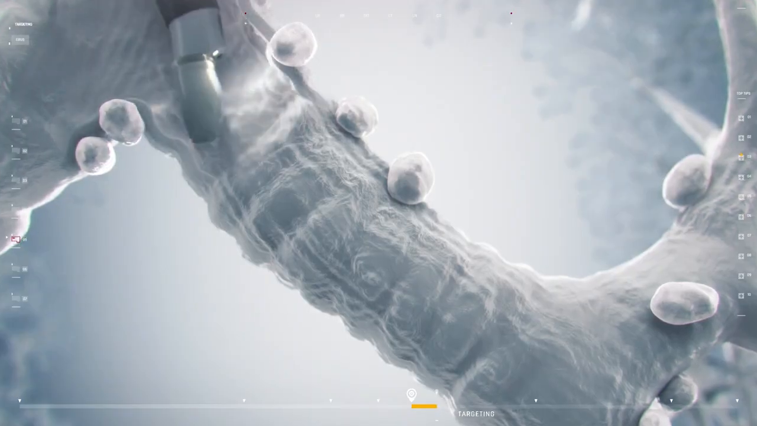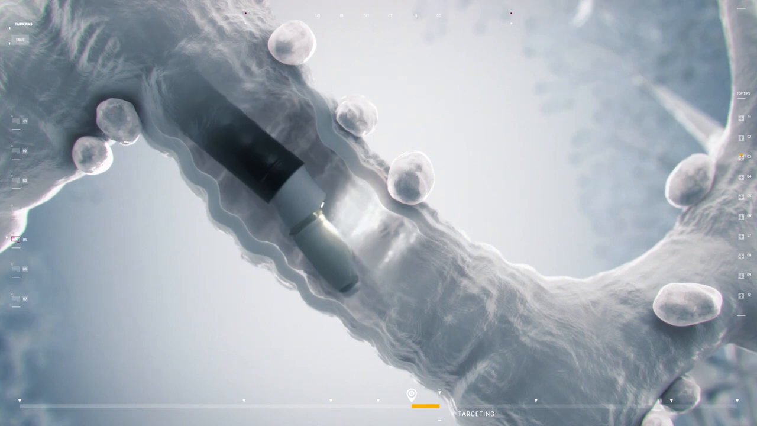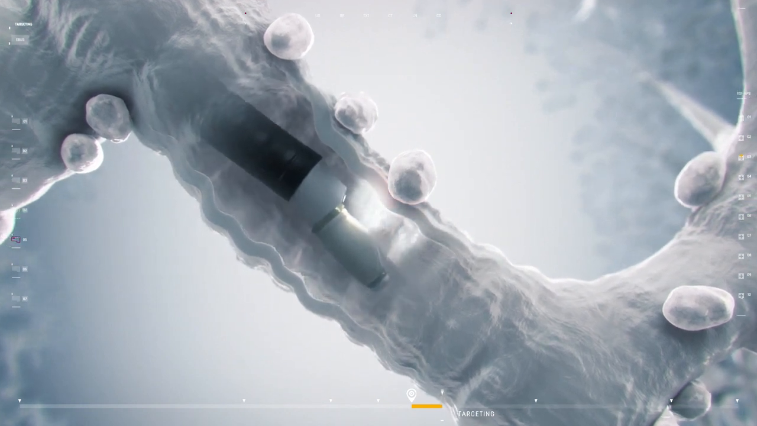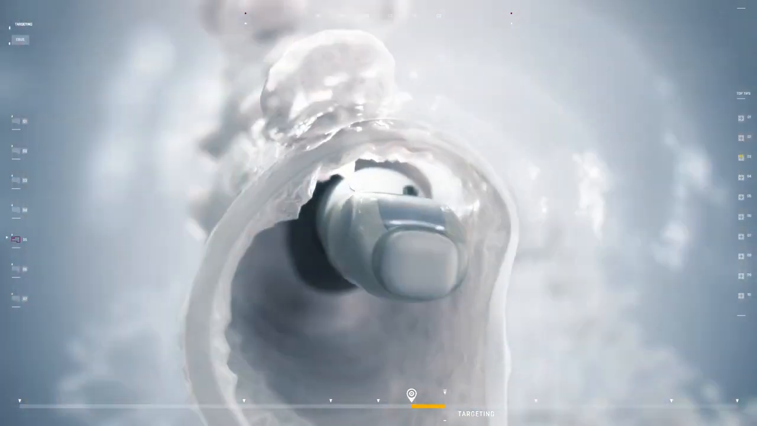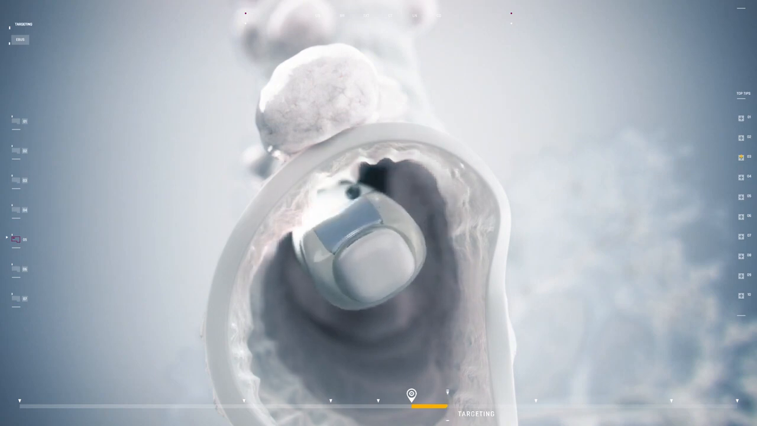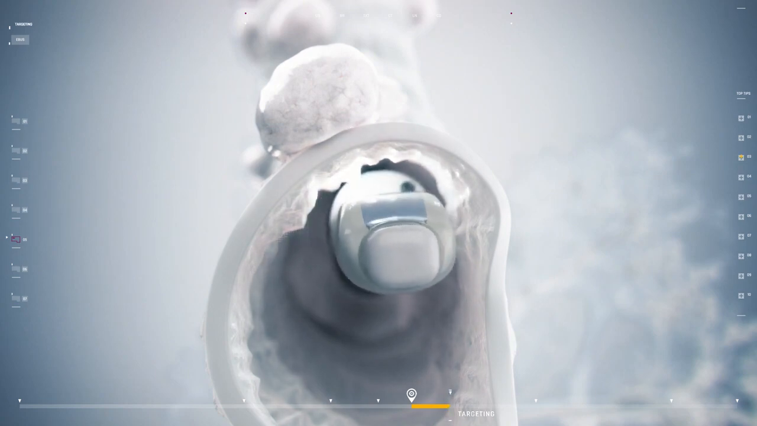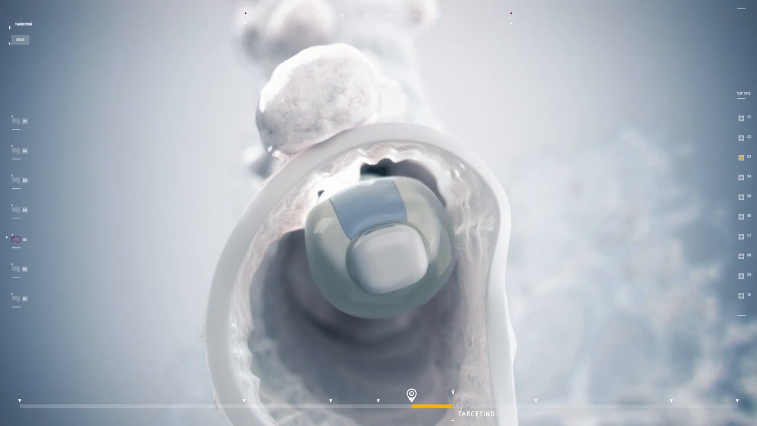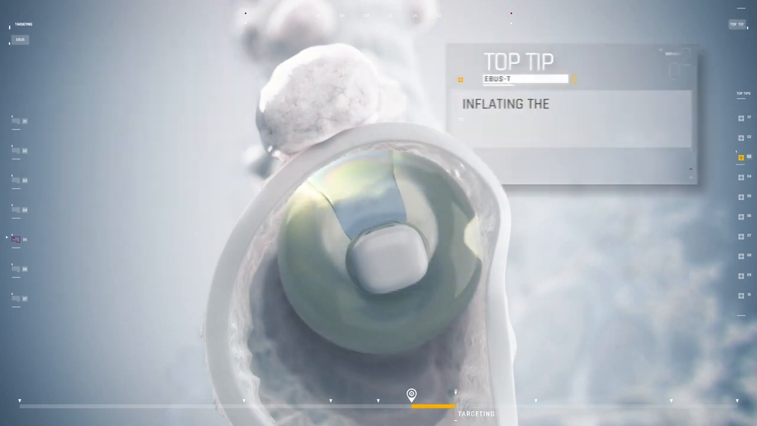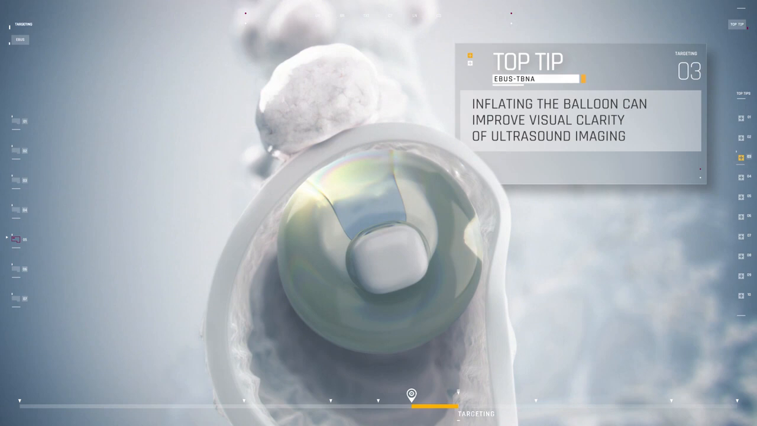Once the EBUS scope is positioned at the approximate location of the target area, the scope is flexed to gain contact with the airway wall, while being rotated from side to side to obtain the image of the target lymph node. Inflating the balloon on the tip of the bronchoscope with saline may be necessary to maintain good contact between the airway mucosal surface and the probe, optimizing image quality.